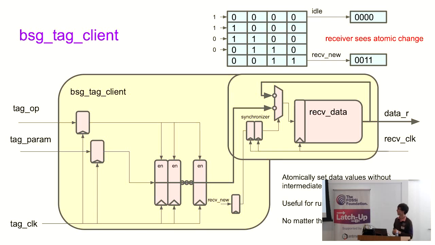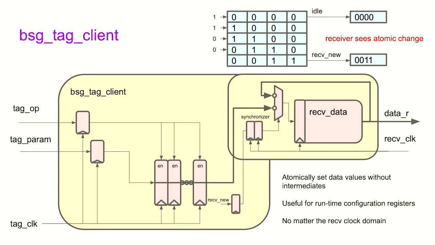So in order to solve that problem, we also have the basic BSG tag client. And this provides an additional synchronizer to receive to your local clock domain. So the BSG tag client will receive the tag clock and tag op, and then synchronize to the received clock of the receiver, which will only see the atomically changing values as you provide a new configuration.